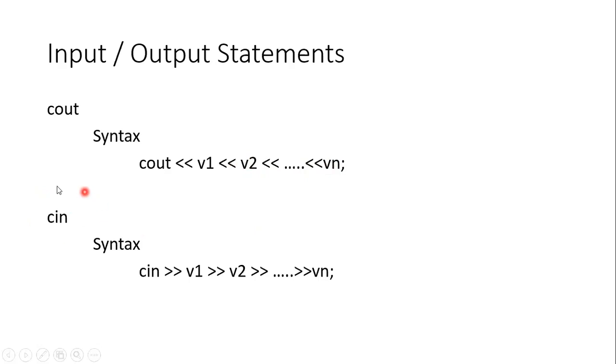Then cin, this is the input stream. We have to read the value from the keyboard by using the cin operator. Its general syntax is cin, extraction operator, variable 1, extraction operator, variable 2, and so on, extraction operator, variable n. So these are useful for both input and output.